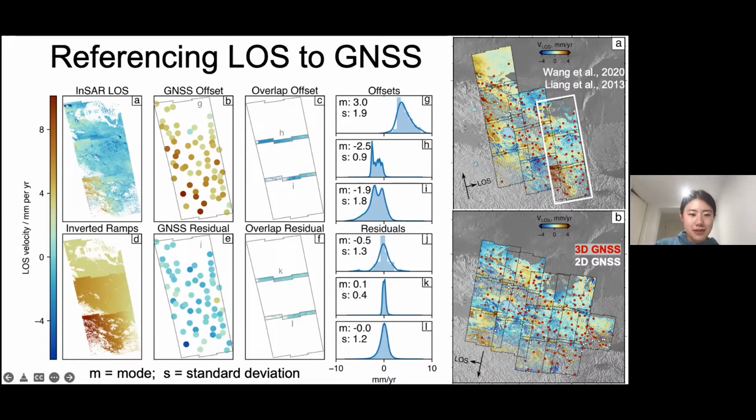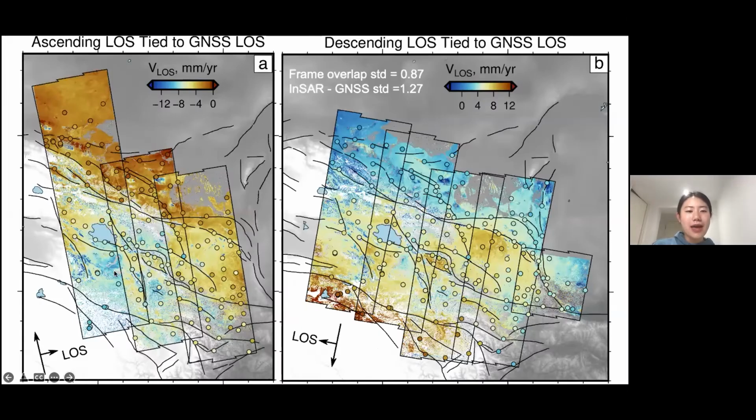After applying the inverted ramps, this is what we have: the line of sight ascending InSAR velocities and descending line of sight velocities, now in the reference frame provided by the GNSS, which is the fixed Eurasia reference frame. On average, we can calculate the differences between the InSAR and the GNSS line of sight velocities.